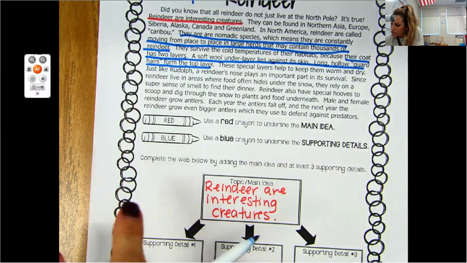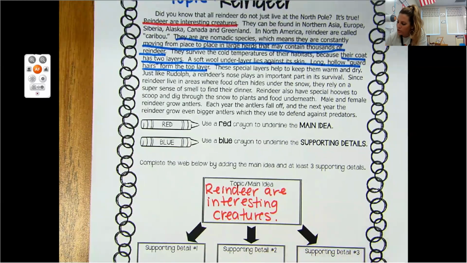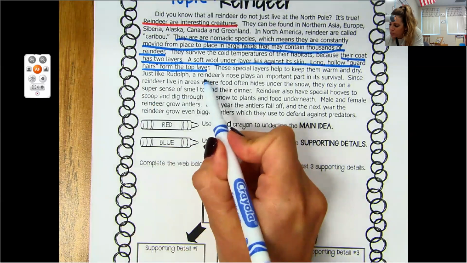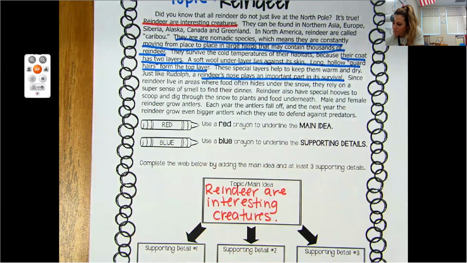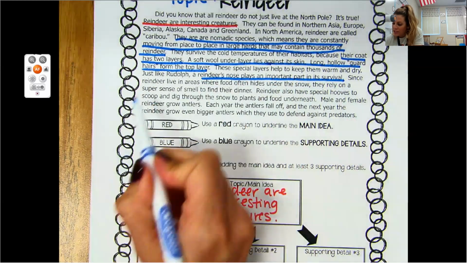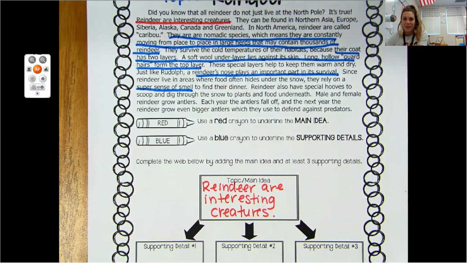What else? So we learned that they don't stay in one place. They travel in large herds. We know that their fur, their coats have 2 layers, which keep them warm. What else did you? Oh, what about their nose? Did you underline that one? A reindeer's nose plays an important part in its survival. They have a super sense of smell. Yeah, underline that.